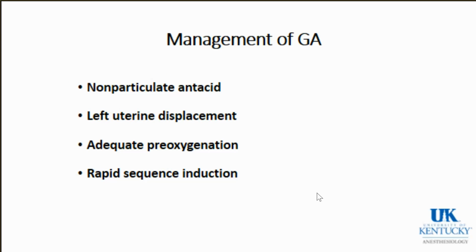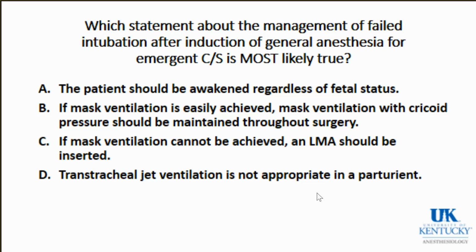If you're going to do general anesthesia, things that you need to keep in mind is that you need a non-particulate antacid. Even in stat situations, you should make sure you have a nurse that gets that Bicitra down. Left uterine displacement. You want to make sure that the patient's adequately pre-oxygenated, but luckily, because of the increased minute ventilation, pregnant women will be pre-oxygenated more quickly than a non-pregnant patient. And then, of course, being considered a full stomach, rapid sequence induction.